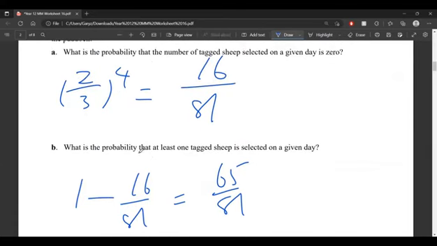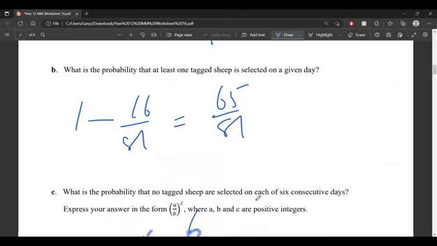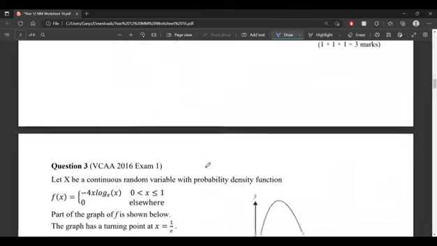So the next question is probably that at least one sheep is tagged. So notice that that's just 1 minus the probability from before, because if we minus the probability that no tagged sheep is selected, then we're just left with either 1, 2, 3, or 4 tagged sheep selected. That's our probability here. And the final one, we know that each day the probability of no tagged sheep selected is 16 on 81. So 6 days is just that to the power of 6 basically.